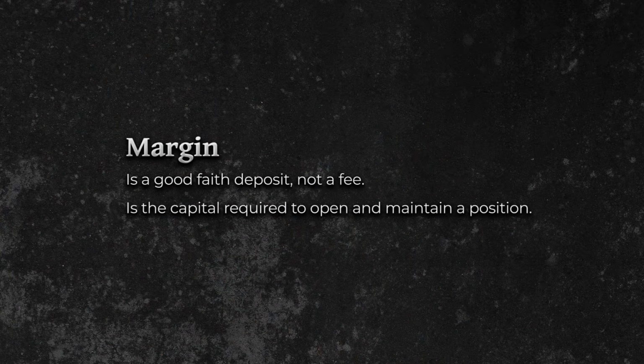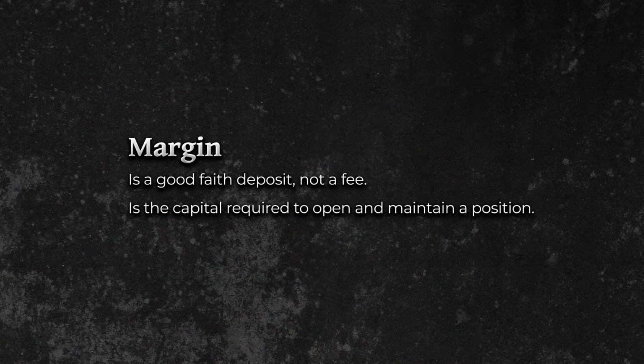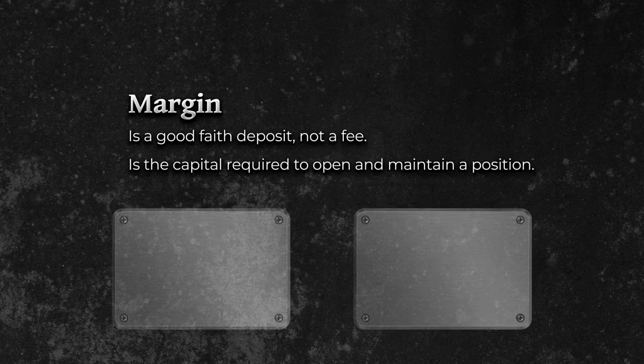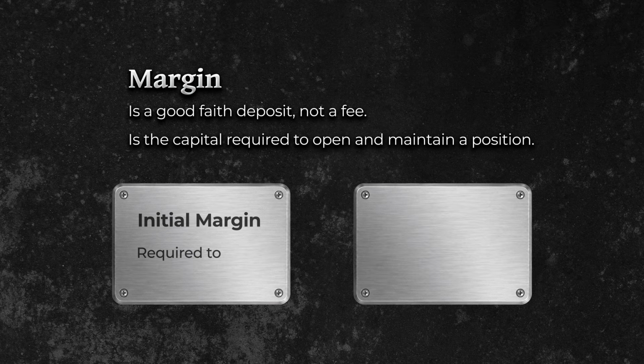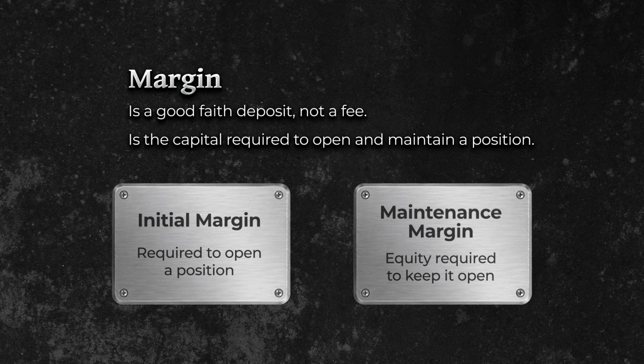Before placing trades, you need to understand margin and leverage. One of the basic elements, margin, is not a fee. It's a good faith deposit, the capital required to open and maintain a position. You'll typically see 2 types. Initial margin is what's required to open a position. Maintenance margin is the minimum equity required to keep it open. Margin isn't a cost, it's collateral. Due to leverage, gains and losses are magnified, and it's possible to lose more than the initial margin. Understanding that distinction can help you think clearly about exposure instead of assuming margin equals risk.